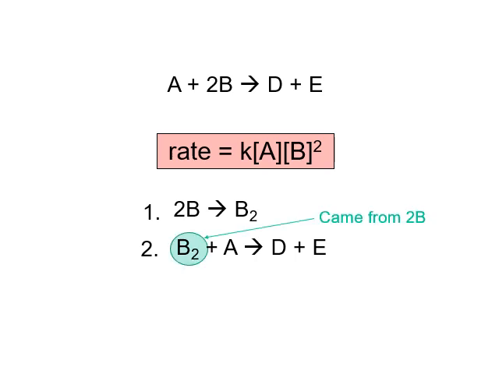The reason for this is B2 came from 2 lots of B. So in the rate equation, we don't include intermediates, but we can include what those intermediates came from. So B2 is in the rate determining step, but it came from 2B. So in the rate equation, we have B squared and then the A. So this step 2 is the rate determining step in this case.